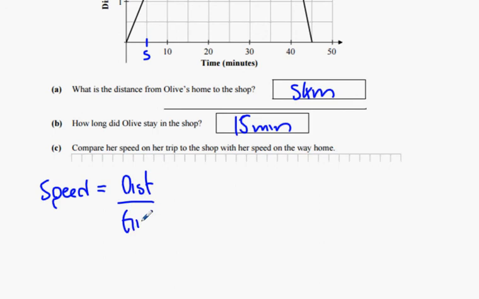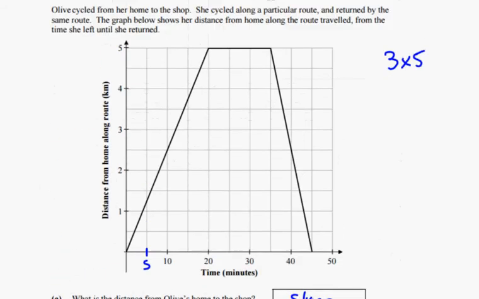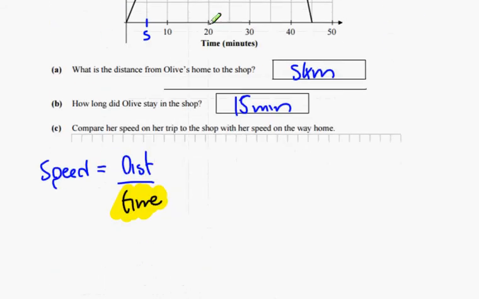Now please remember that time has to be in the metric system. It has to be in decimals or fraction mode, okay? So time is the important one here. The distance we know on the way up is 5 kilometers. She travels 5 kilometers both times.